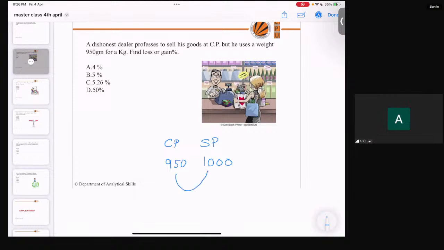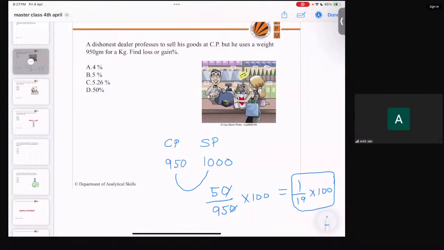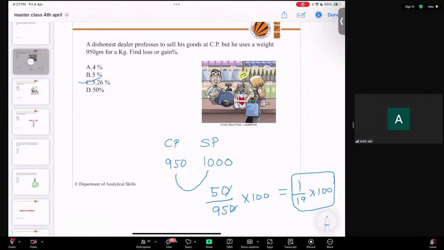You can see the profit is 50 on 950. 50 on 950 into 100 is 1 by 19 into 100. What is the value of 1 by 19 in percentage? 1 by 20 is 5%, so 1 by 19 is slightly more than 5%. There is only one option available, which is option C, 5.26. I hope it is clear to you.